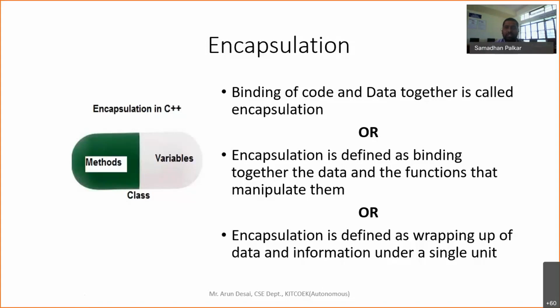So encapsulation basically is achieved by a class. Whatever data members and member functions, whatever methods are there, they are all bundled together, and those are encapsulated in a single unit, and that is simply called encapsulation. The figure shows an encapsulation wherein a capsule is there, and in that methods and variables are there, and all these are bundled in a class. This is simply called encapsulation.